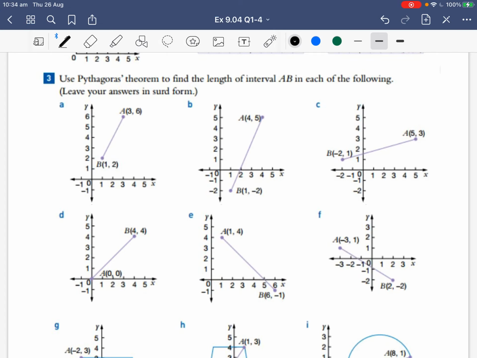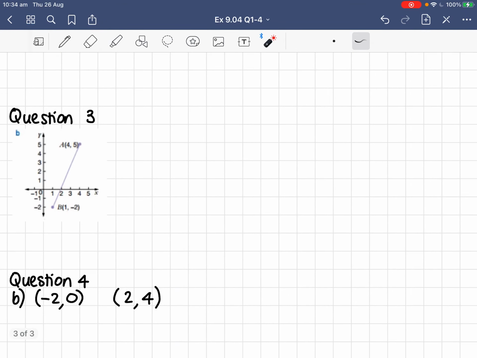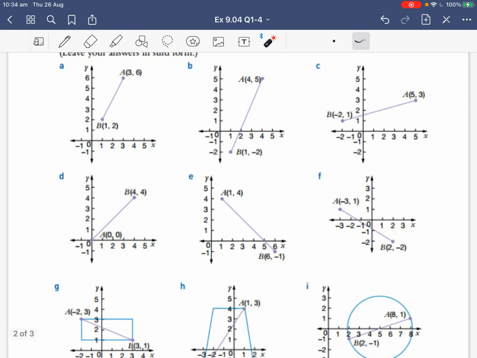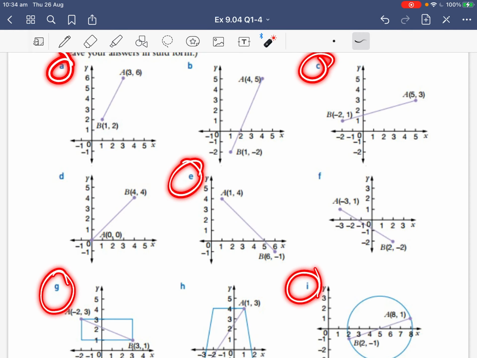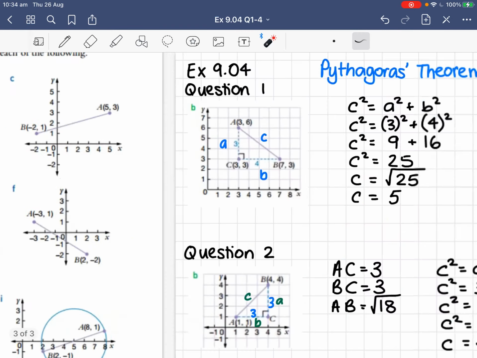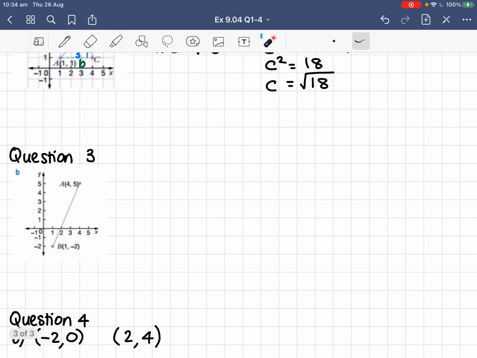Moving on to question 3, we want to use Pythagoras' theorem to find the length of interval AB in each of the following. So we're trying to find this distance here, and we want to use Pythagoras' theorem like so. I'm going to do B again for you, because if we go back, you have to do A, C, E, G, and I. So that's lots of fun. So question 3.